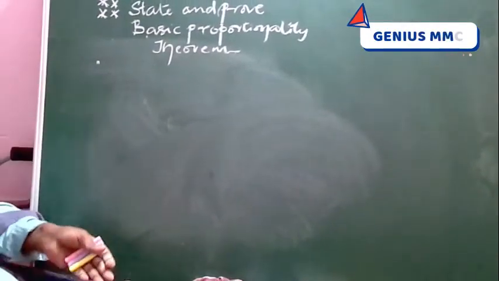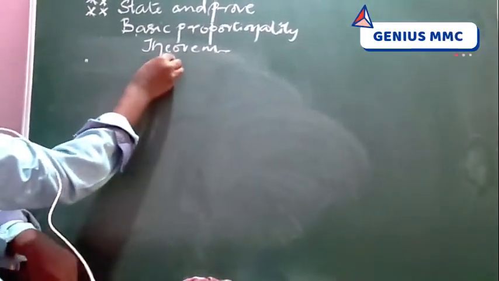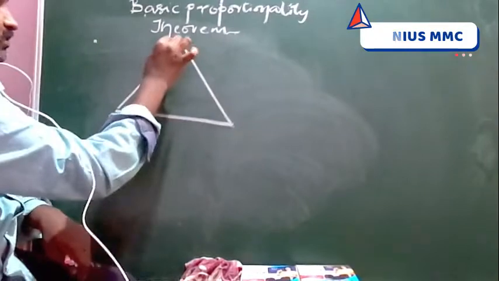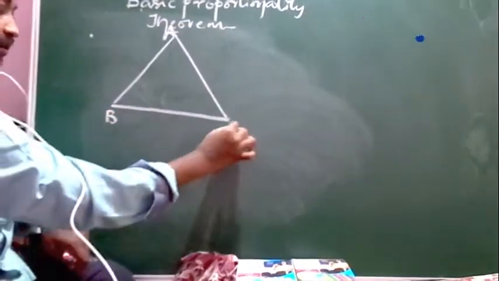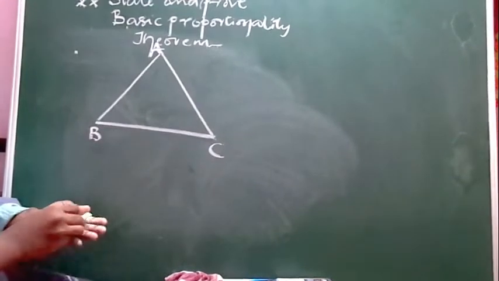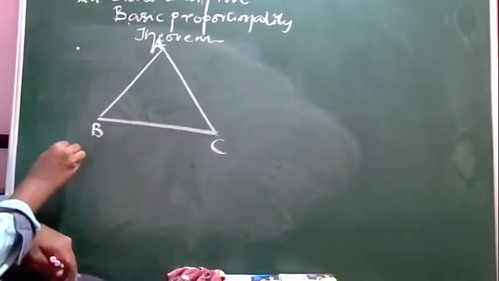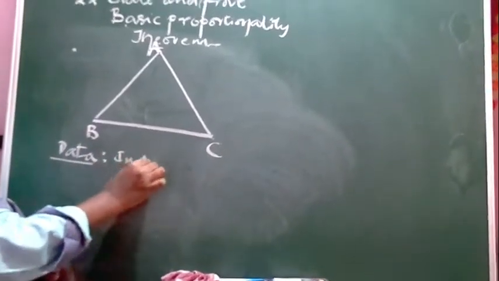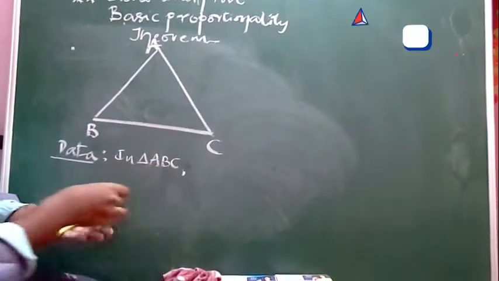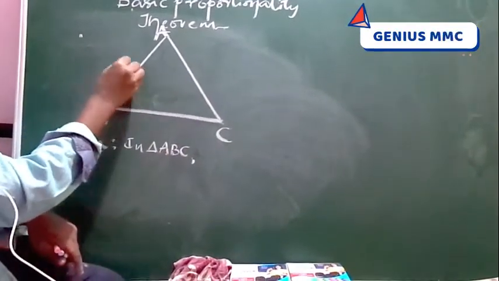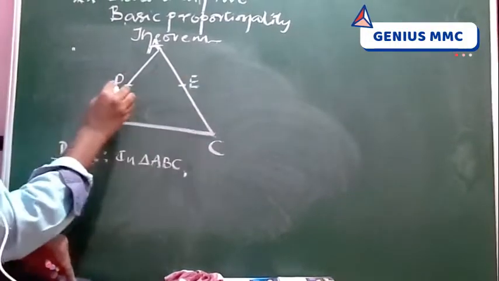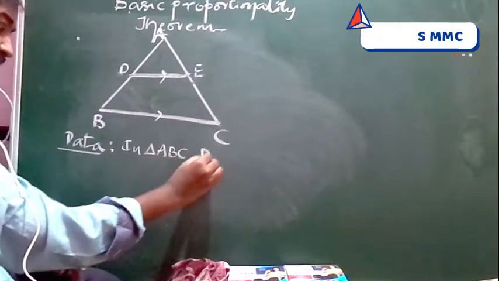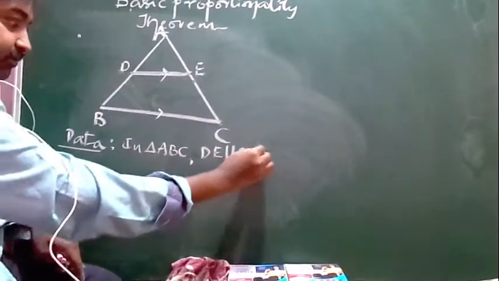So prove. First I will draw the diagram. Draw a triangle ABC. We know in the theorem the first step is the data, that is, the given. In triangle ABC, this is a point D, here is a point E, and DE is parallel to BC.